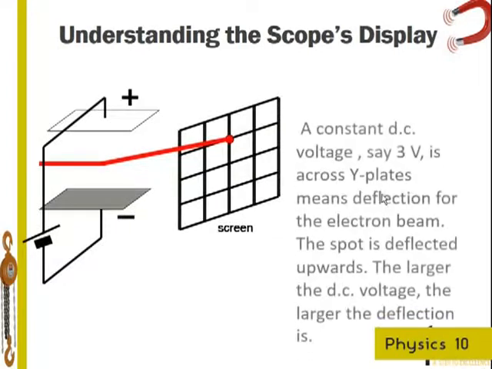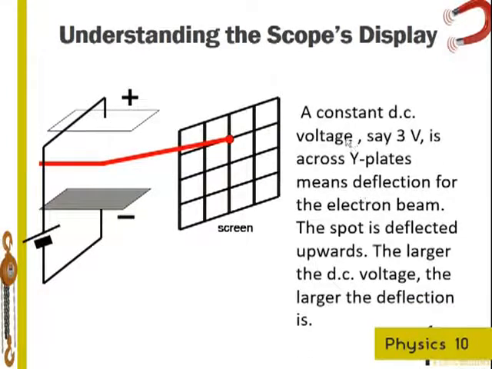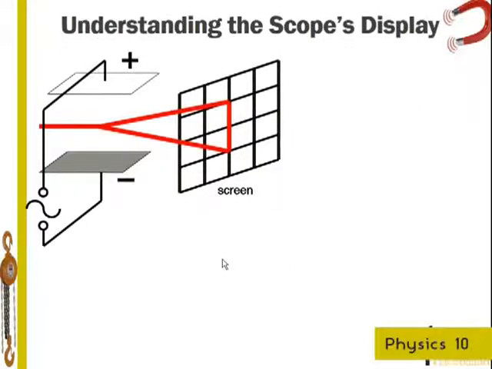Now here in this diagram, what you can see is that there is now a potential difference. But this time it's a constant DC voltage. Remember that DC voltage means that the voltage is applied in such a way that the current flows in one direction. So let's say we have a 3 volt DC voltage across the Y plate. That means the electron beam is going to be deflected upwards. So the larger the DC voltage, the larger will be the deflection.